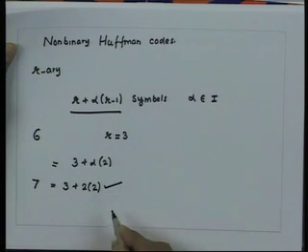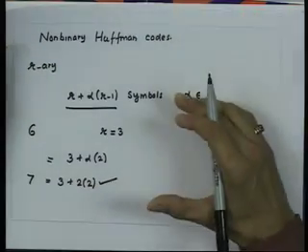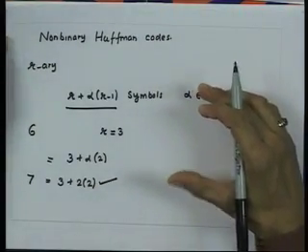And this also tells me that if I have 6 source symbols, we will try to understand the non-binary Huffman coding procedure which we have discussed today with the help of an example, and that we will do in the next class.